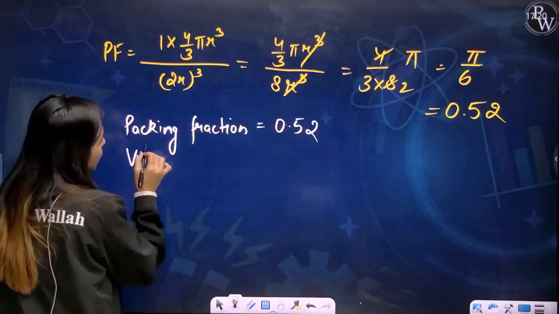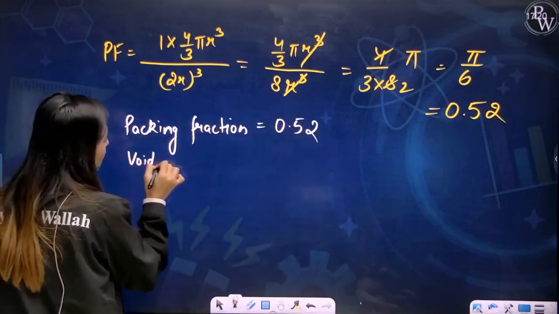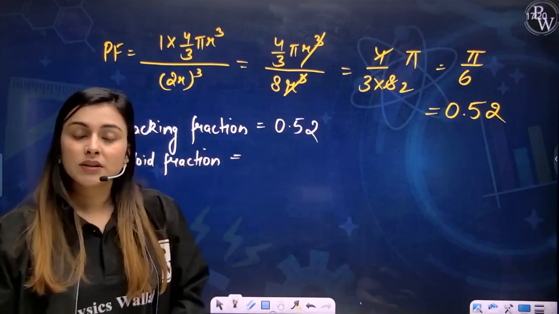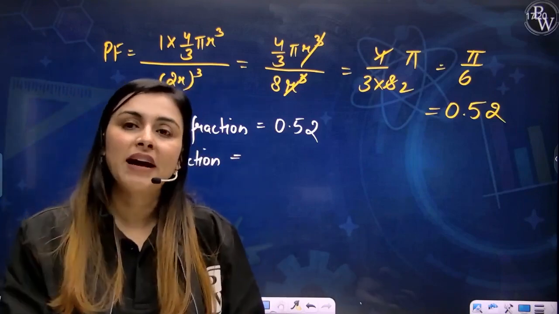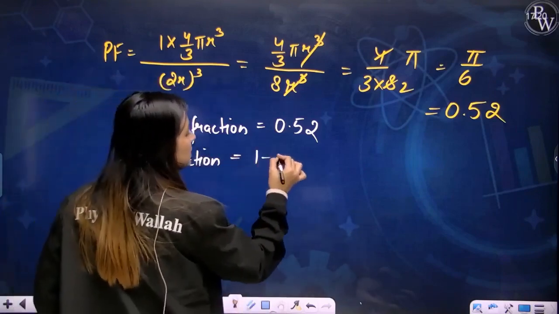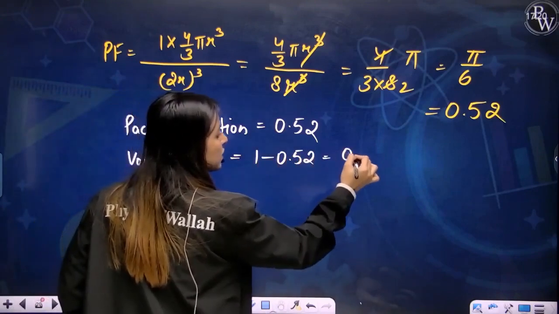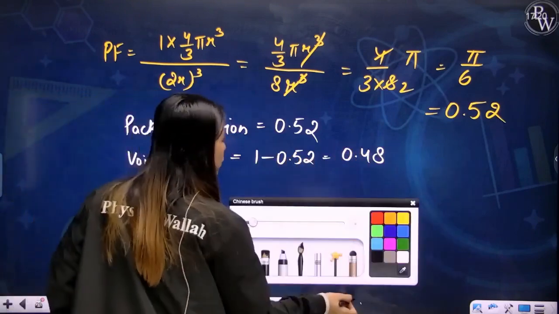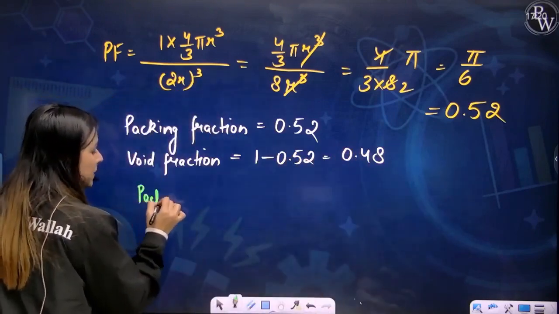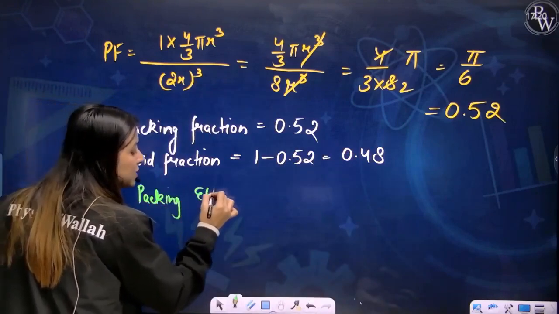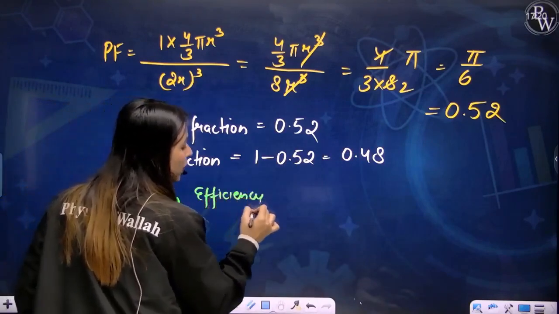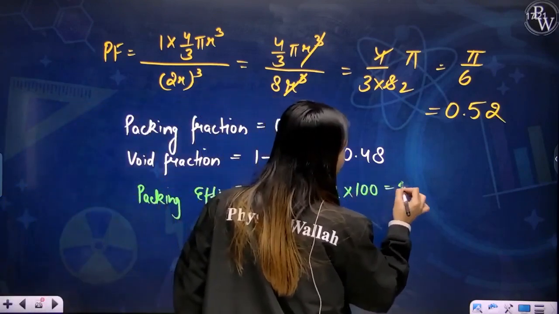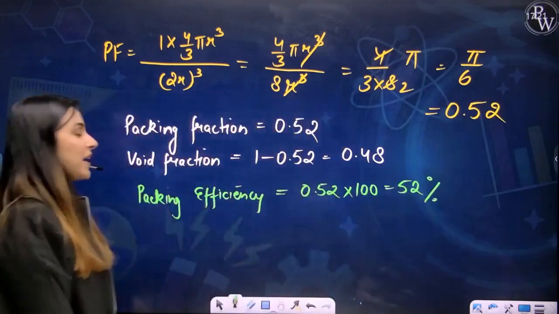Then what would be the void fraction? What is void fraction, my dear students? How much of your space is empty? If 0.52 is packed, then how much is empty? 1 minus 0.52, which is equal to 0.48. So this is your void fraction. You also come across a few names like packing efficiency. If you are ever asked packing efficiency, what you have to do is just multiply 0.52 by 100 and 52% will be your packing efficiency.